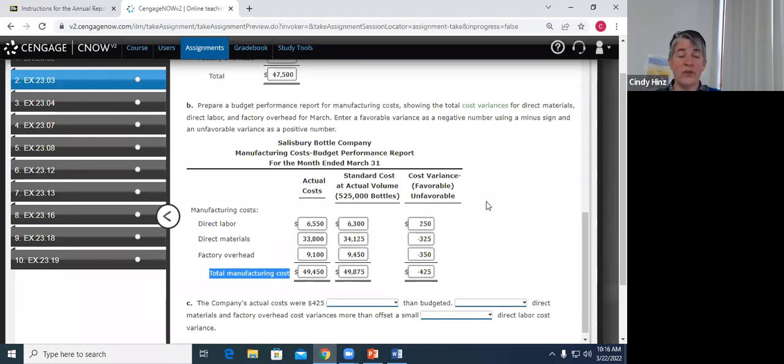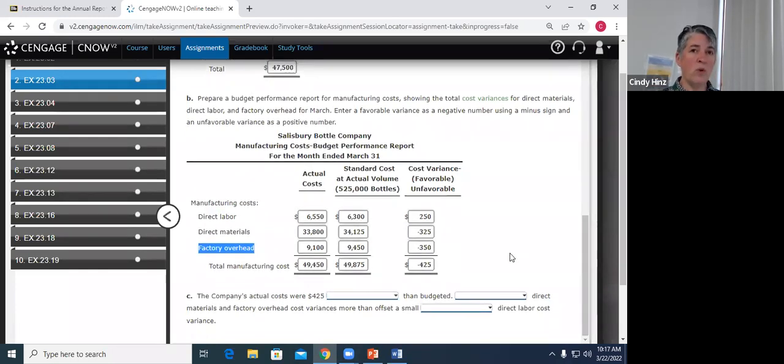It may be, though, that the company looks at the detail of each one of the 3 areas and says, yeah, the direct materials was $325, but that's less than 1% of the total. So we're good with that, even though it's a fairly big number comparatively here. But the factory overhead, $350 out of that total, that's 3.7%. That's not good enough. We need to look at that more. Let's figure out where that's coming from.